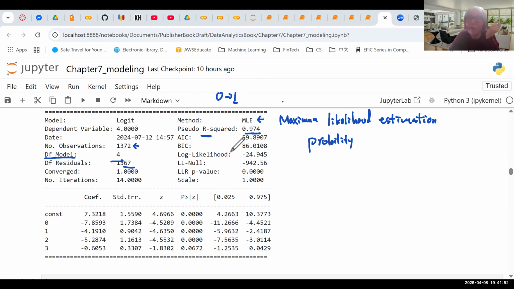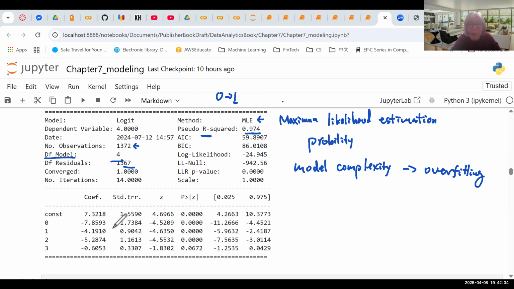And AIC and BIC, if you recall from last class, are regarding the model's complexity, and try to not let it be too complex, because if it's too complex it can cause overfitting. So that's about AIC and the BIC. And also here we have the log likelihood regarding the null hypothesis, and the p-value.